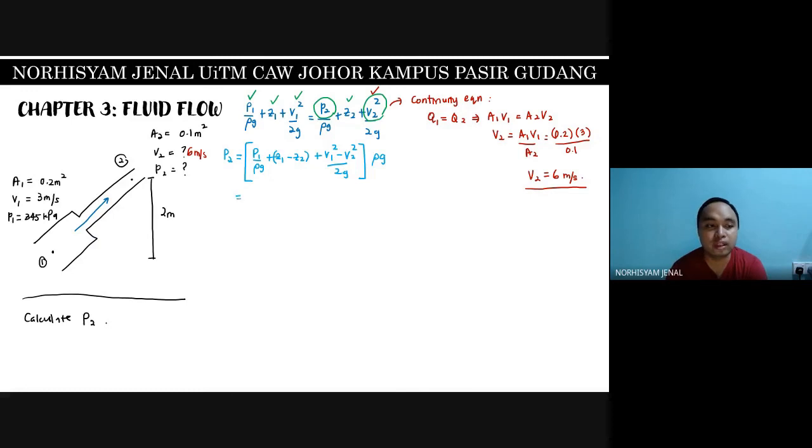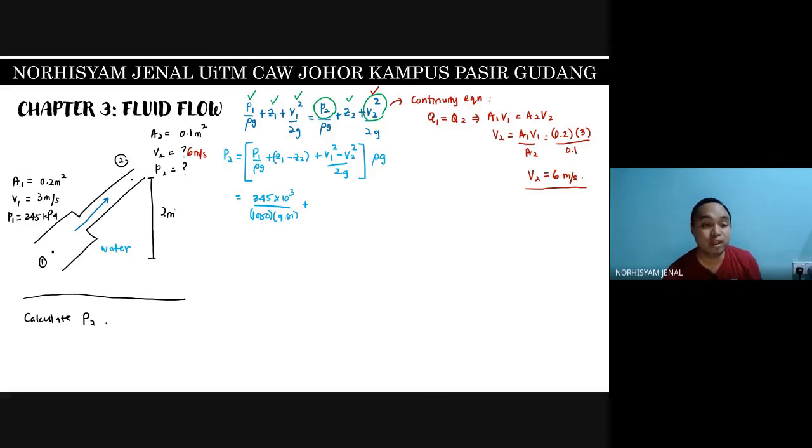So we need to fit in the answer. 345 times 10 to the power of 3 Pascal. Rho, assuming this is just water, so 1000 times 9.81. Okay, and then plus Z1 minus Z2. Because Z1 is lower, Z2 is higher, if 1 minus 2, this should be a negative answer.